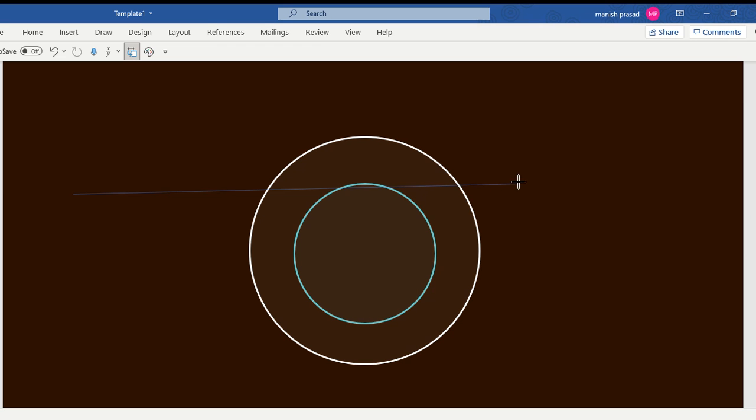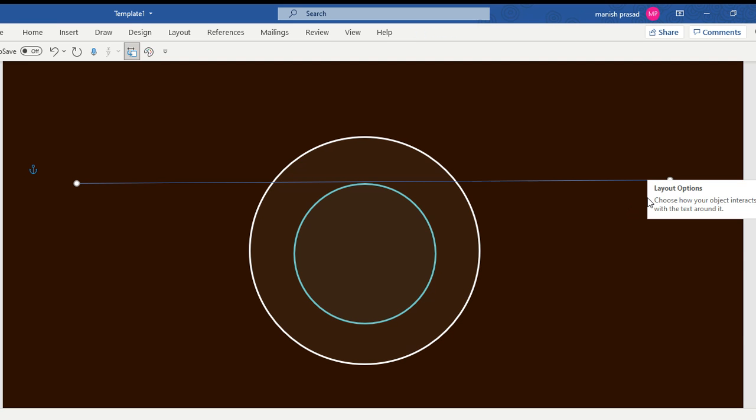Yes, sir. And let's say this is our horizon. Okay? This is our horizon. So far it is clear that our blue circle, what is the blue circle? The earth. What is the white circle? Atmosphere. Okay. Now, when the sun rays are coming from the sunrise or sunset, let's say this is for our sunrise, this is for our sunset.